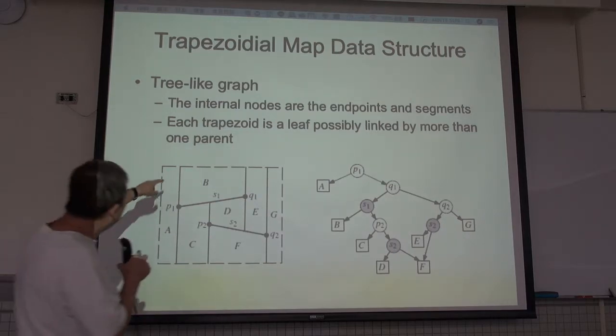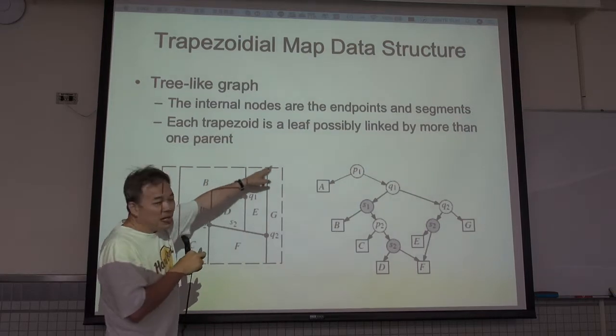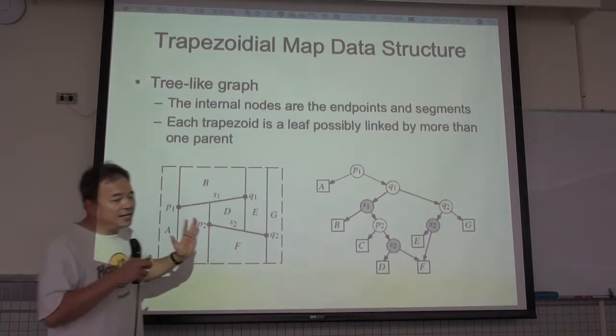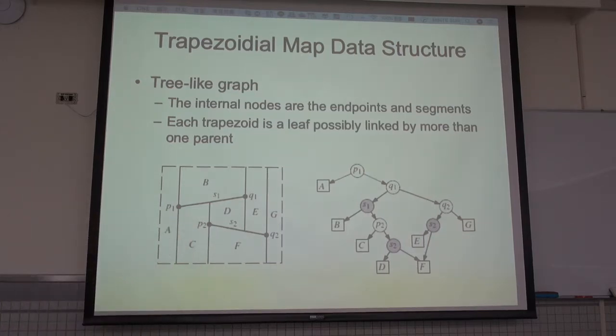This dotted line, the bounding box. The bounding box is not associated with any segment, right? So before you add any segment, you already have the bounding box. You start from the bounding box. And let me ask you this question: because the bounding box is a rectangle, is a rectangle a trapezoid?